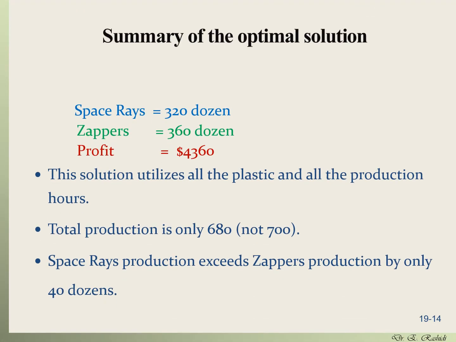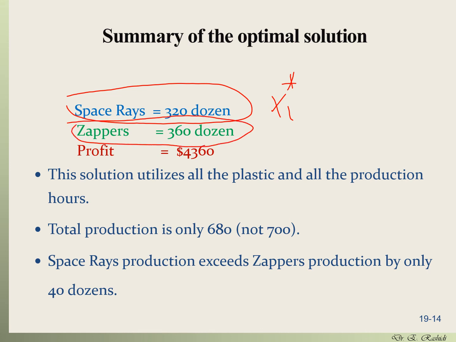Here is the summary of the optimal solution. The optimal solution that we found says x1 is equal to 320. So this is x1 star, the optimal value for x1, and this is x2 star, which shows they should produce 320 dozens of space rays and 360 dozens of zappers, and with that production, they're going to make $4,360 profit.